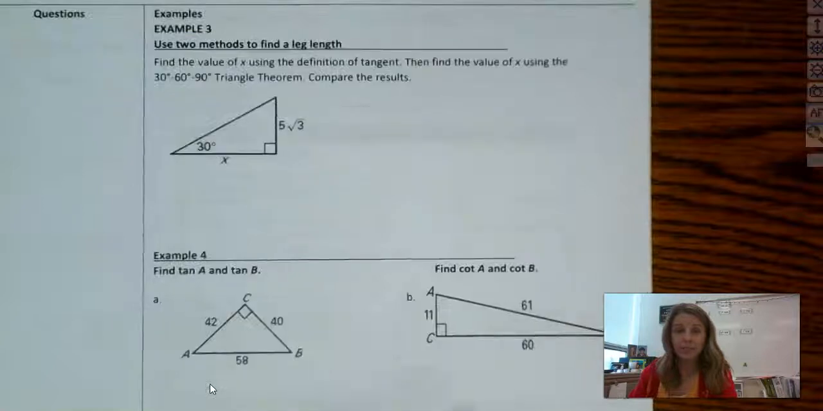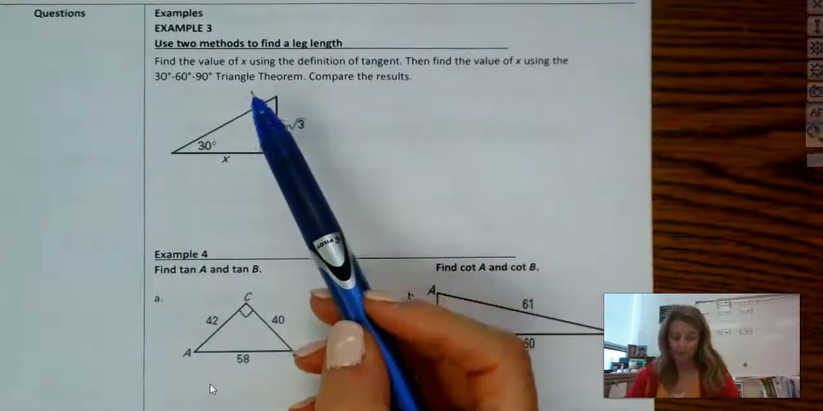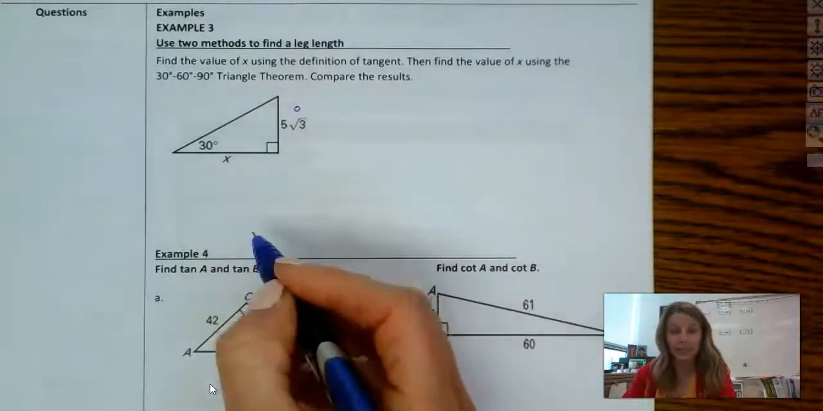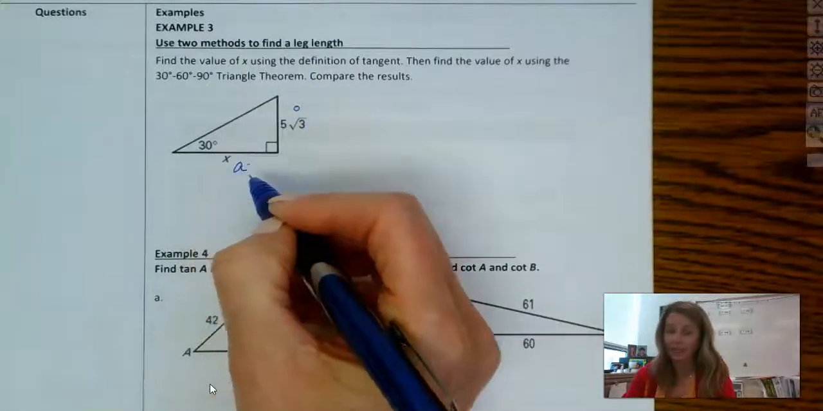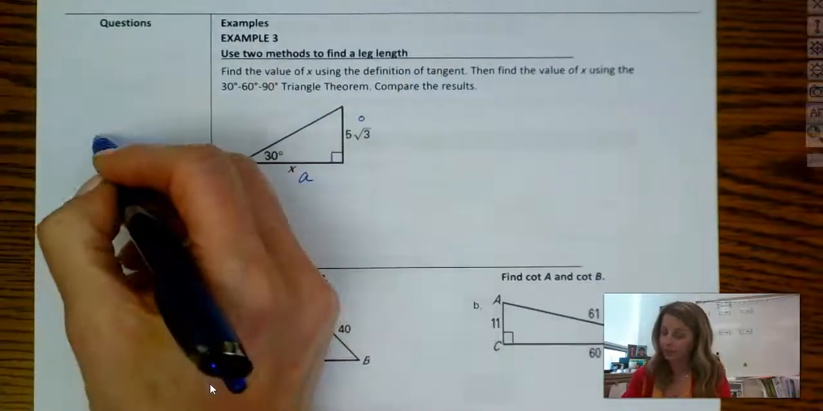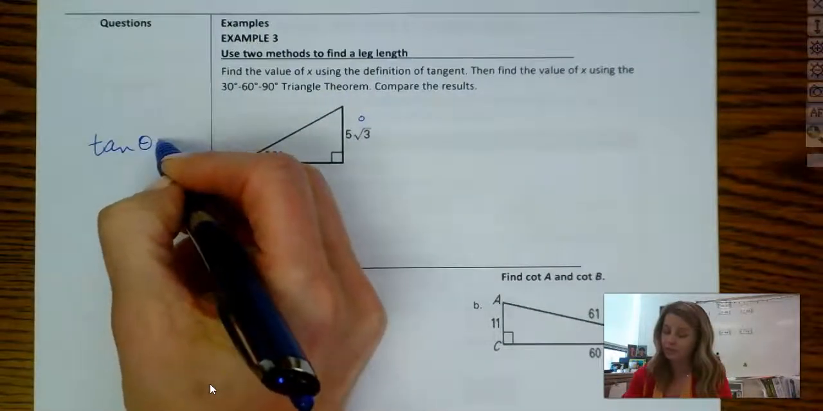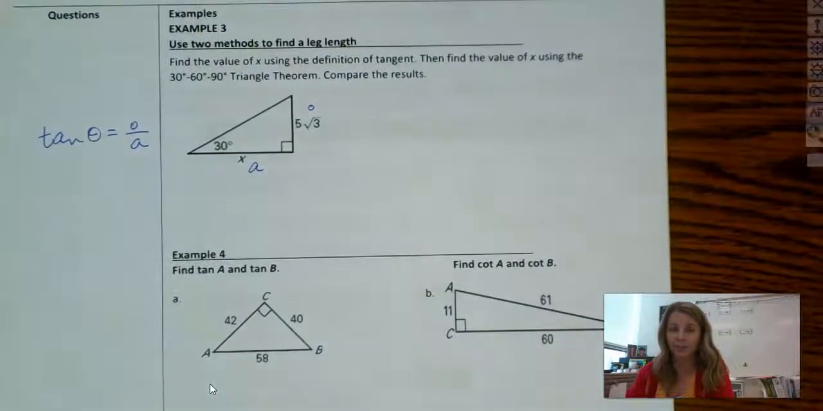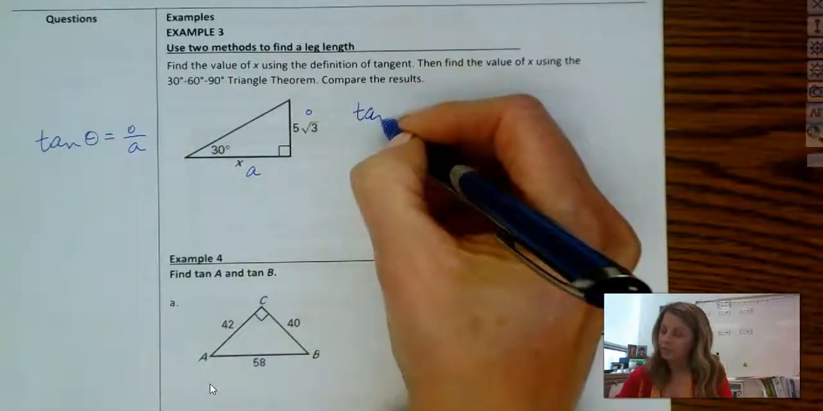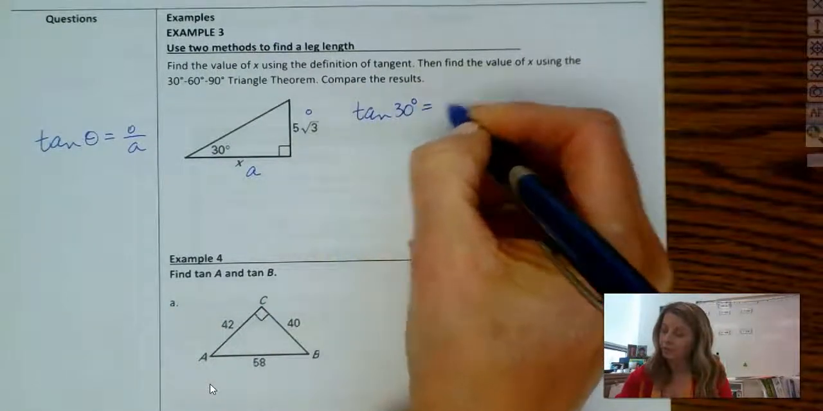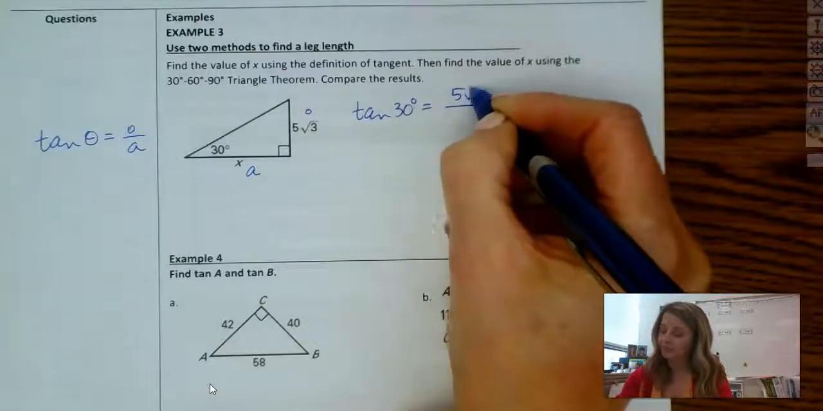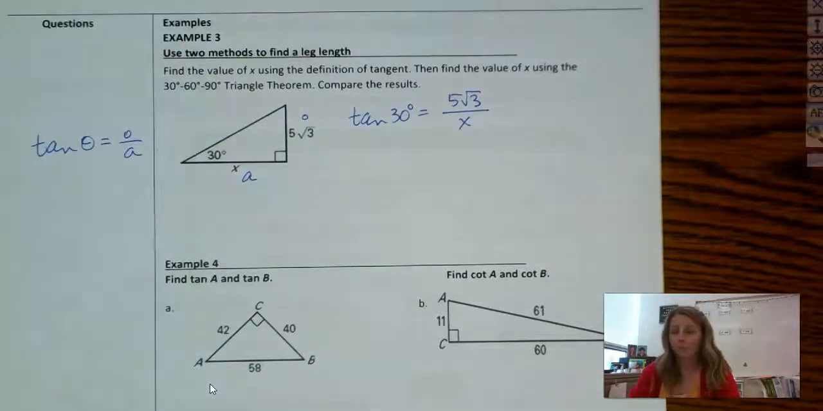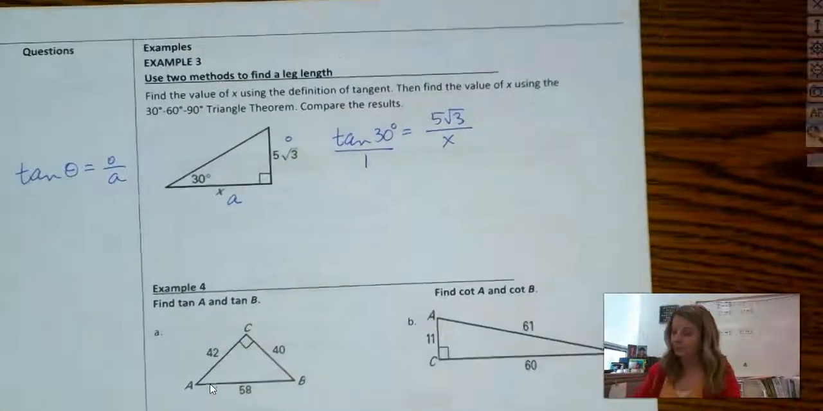So let's use the tangent idea. With tangent, from 30, I've got my opposite leg, O, my adjacent leg, x. If this helps you, tangent of theta, or tangent of an angle, is O over A, opposite over adjacent. So tangent of, plug in your degree measure, equals, opposite is 5 times the square root of 3, adjacent is x. All right, I'm going to go ahead and just cross multiply and solve.